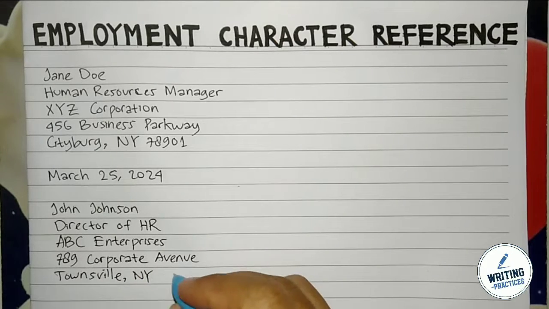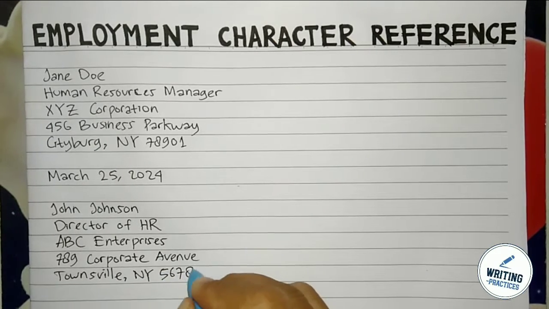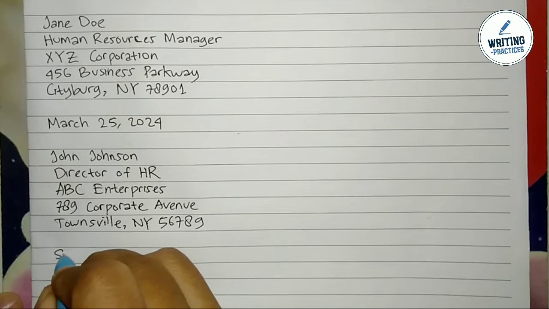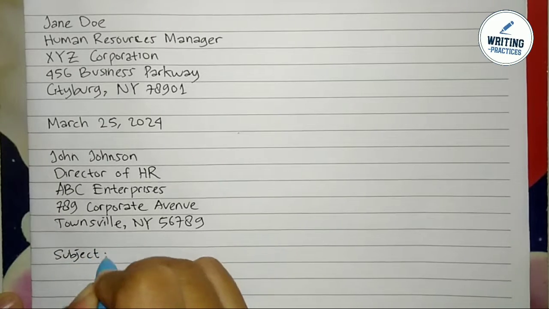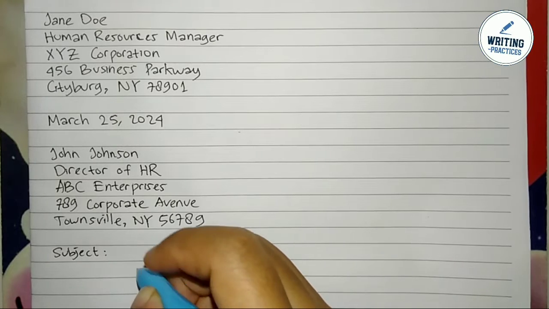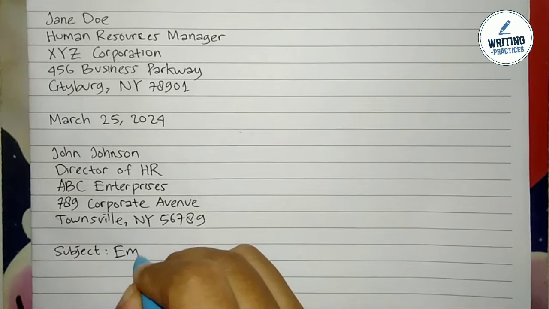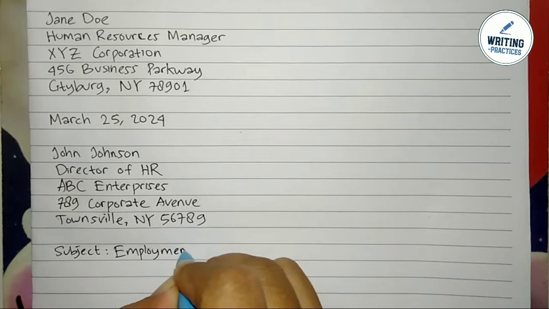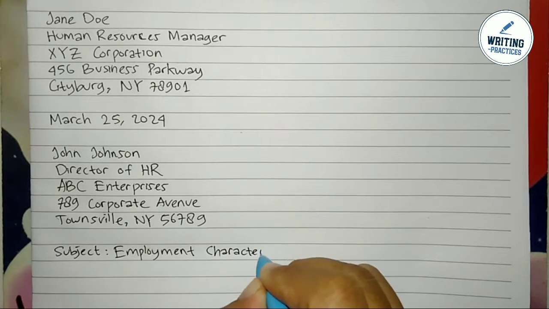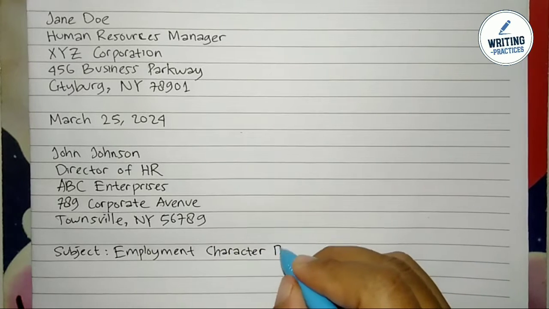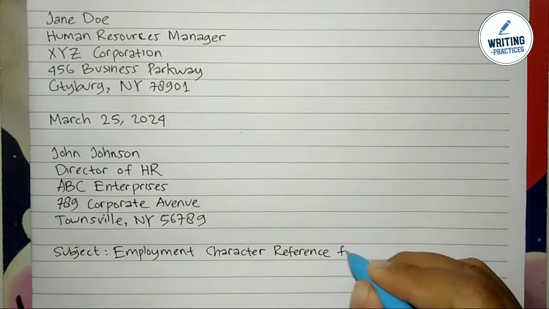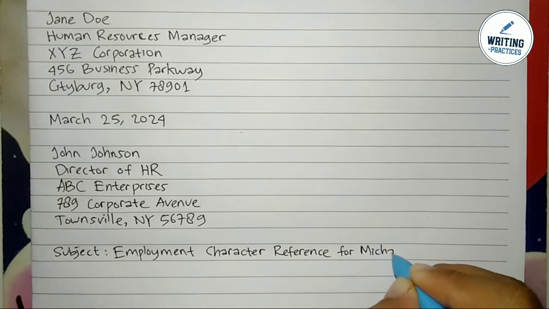Under it, write their company name. And write also their company address. Once again, you need to mention the number, street name, city, state, and zip code when you write the address. Now, you may write the subject of the letter. This is not a must, but it is highly recommended. And here, you may write, employment character reference for, followed by the name of the person you recommend. In this case is Michael Davis.